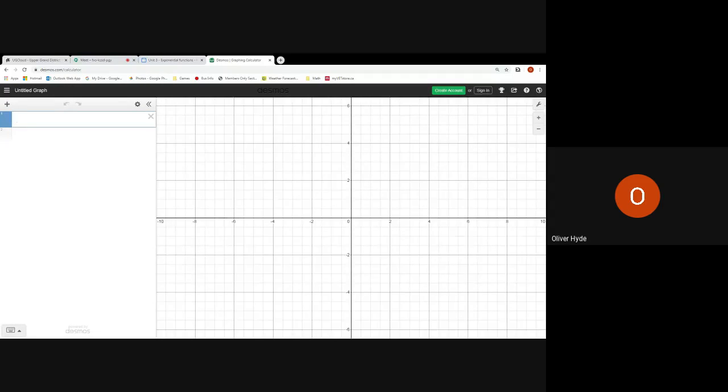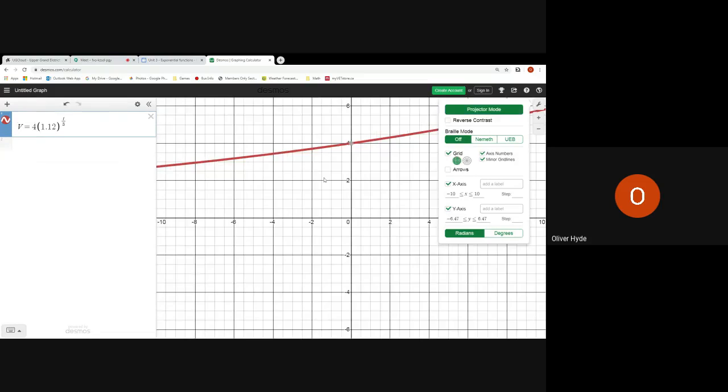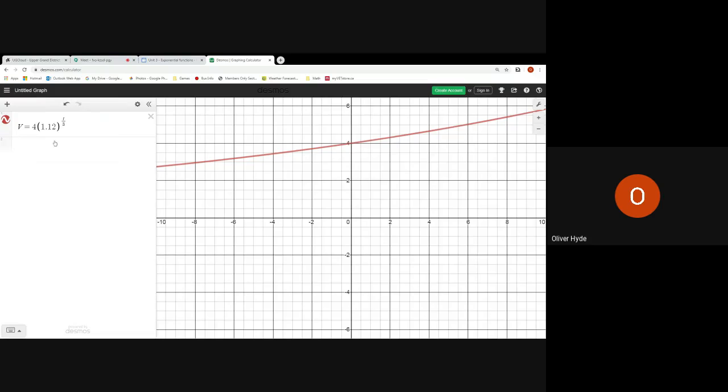Now we've got two options here. Into Desmos, we can type in the original function. Let me write out the equation. I think it was v equals 4 times 1.12 to the exponent t divided by 3. And notice how Desmos assumes that those are my dependent and independent variables.